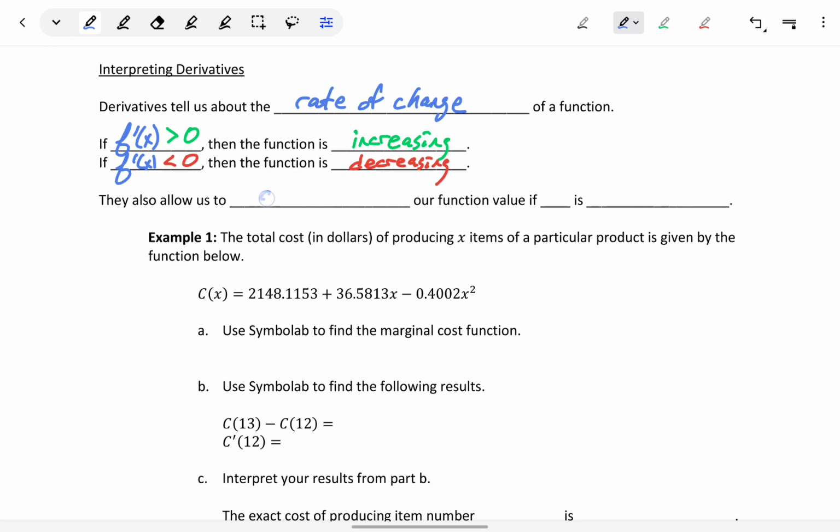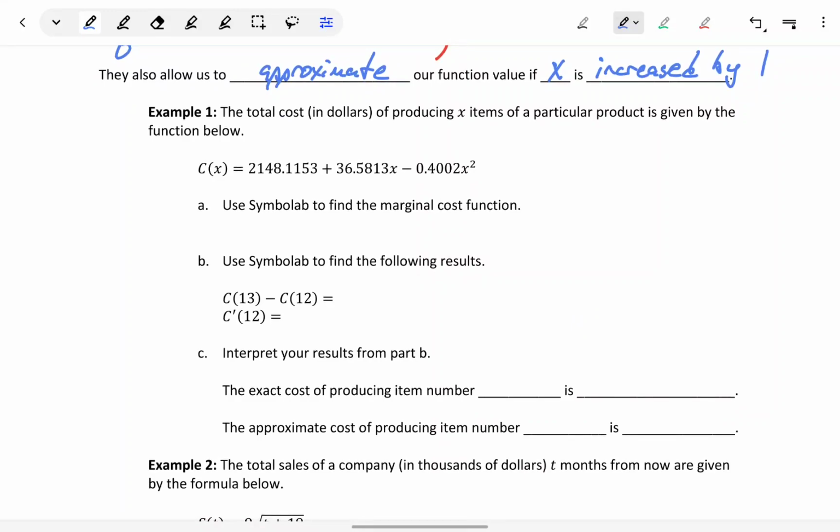It also lets us approximate our function value if x is increased by 1 unit. And we'll take a look at that idea in example 1.